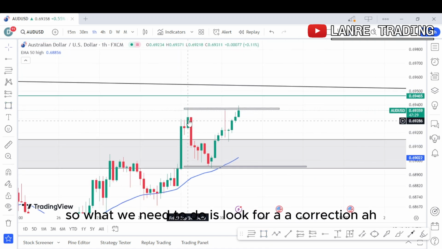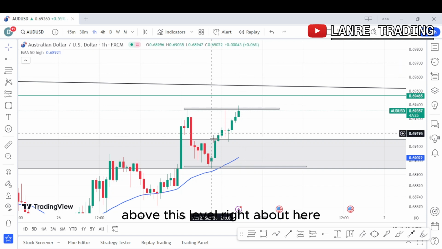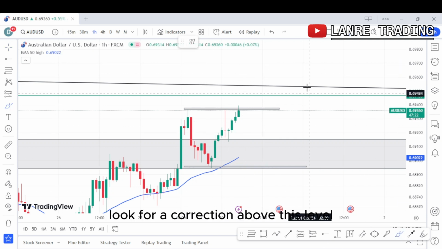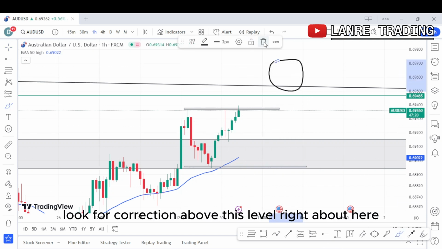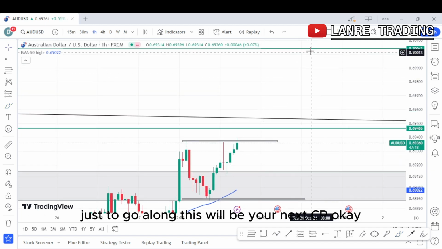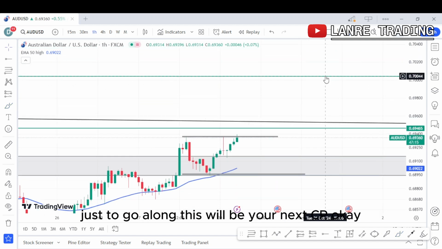So all we need to do is look for a correction above this level right about here. Look for a correction above this level right about here, just to go long. This will be your next TP.